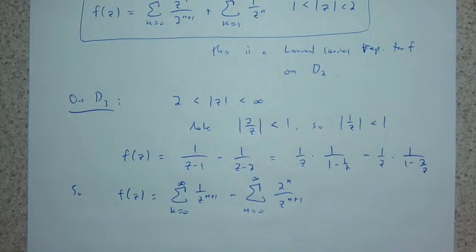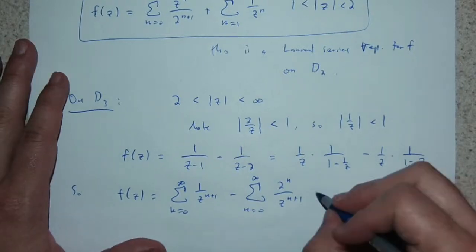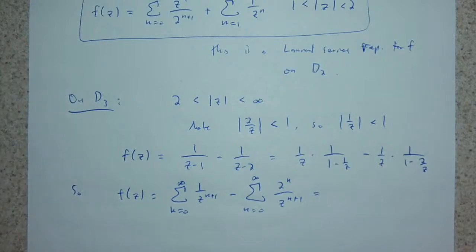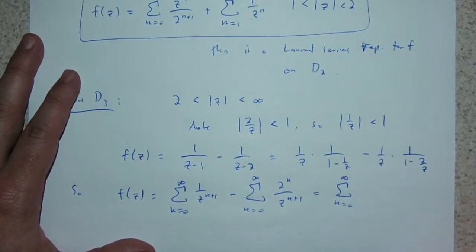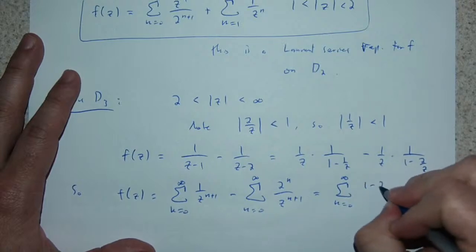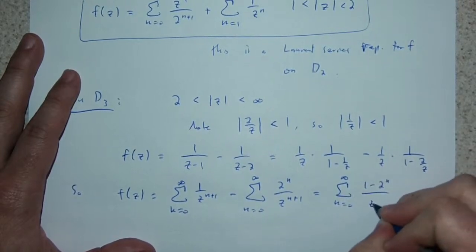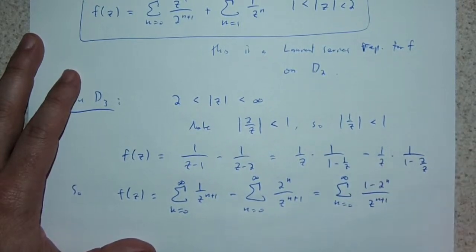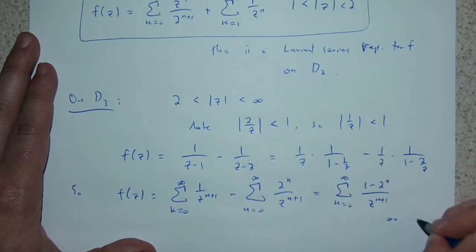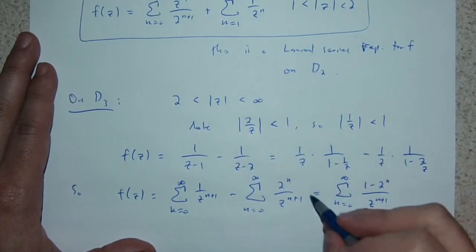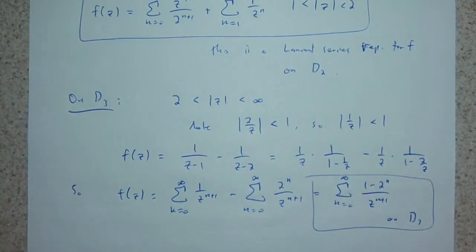Since I know these things actually converge everywhere I care about, I can do this difference no problem. So this is the sum from n equals 0 to infinity of 1 minus 2 to the n over z to the n plus 1, and this is on the domain D3. I'm not going to rewrite it. So that's what it looks like.